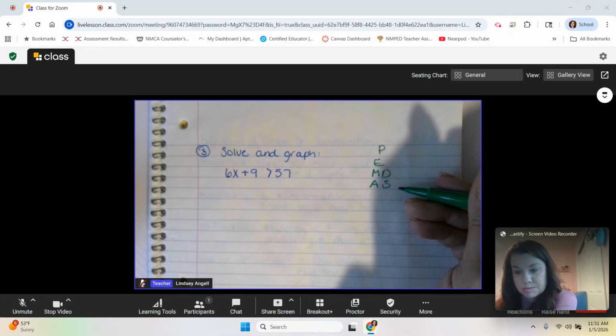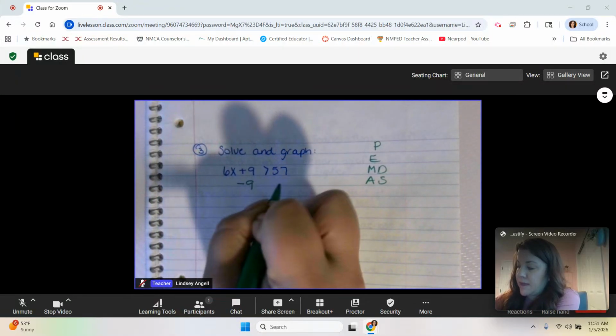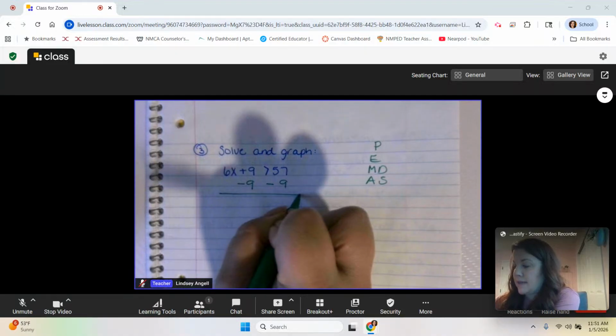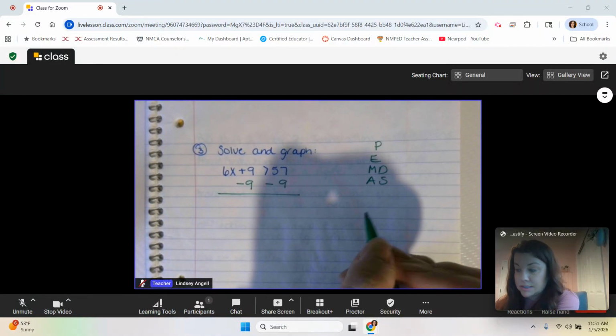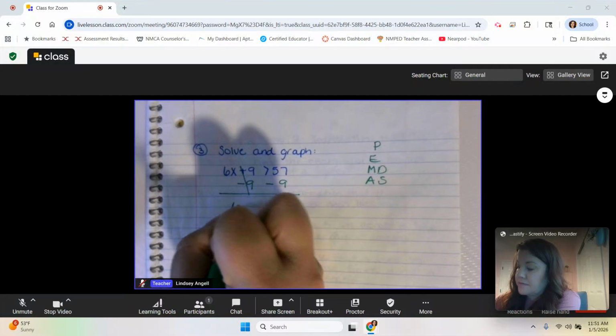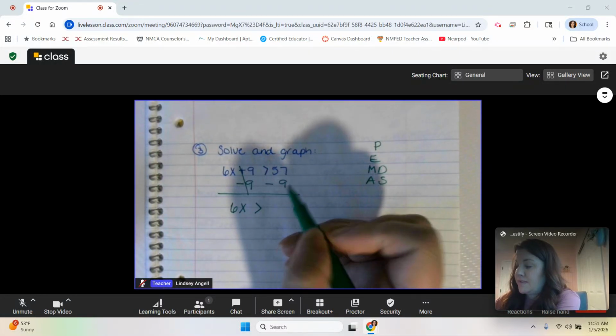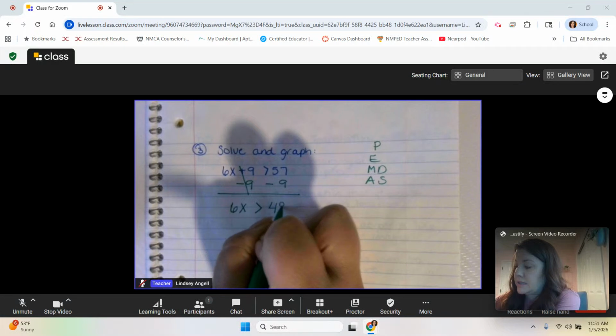to get rid of addition or subtraction. So right now I'm adding 9. To get rid of it, I'm going to subtract 9 from both sides. Okay, 9 minus 9 is 0. Those cancel. We're left with 6x is greater than, and then 57 minus 9 is 48.